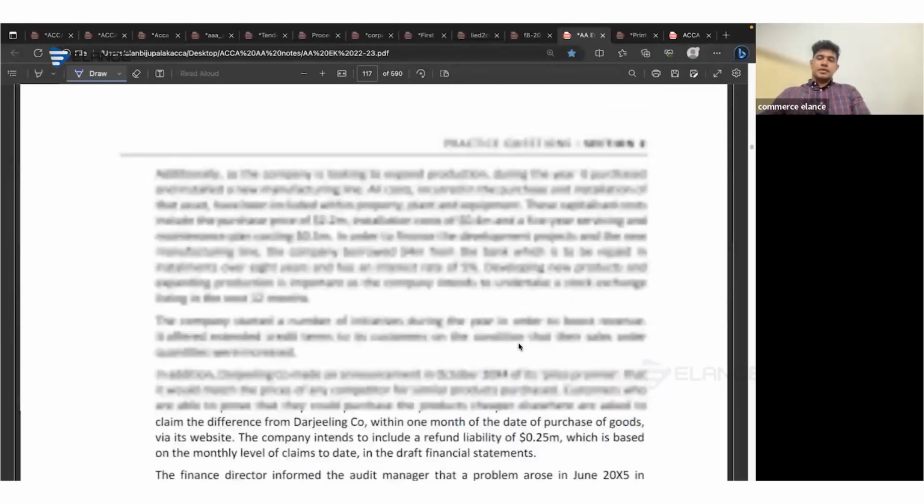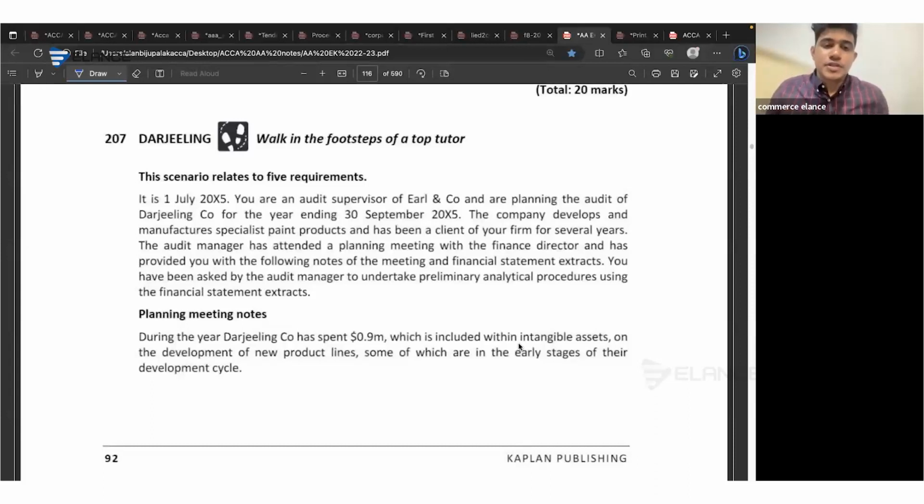Okay. All right. So let's start with the scenario now. So it's 1st July 2015. You are the audit supervisor of E&Co and are planning the audit of Dazzling Company for the year ending 30th September 2015. The company develops and manufactures specialized paint products and has been a client of your firm for several years. The audit manager has attended a planning meeting with the finance director and has provided you with following notes of meeting and financial statements extracts. You have been asked by the audit manager to undertake preliminary analytical procedures using the financial statement extracts. During the year, Dazzling has spent 0.9 million, which is included within the intangible assets, on development of new product line, some of which are in early stages of the development cycle.